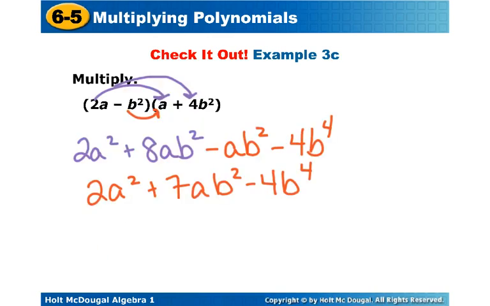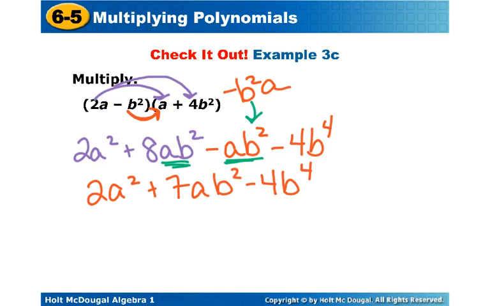Now, if you guys notice in this one here, if you were going in this order, most of you probably wrote negative b squared a. Again, guys, that's the same thing as saying negative a b squared. I'm just writing it in this order, though, because that's how I originally wrote it with that first term that I did. Okay, so just keep that in mind.